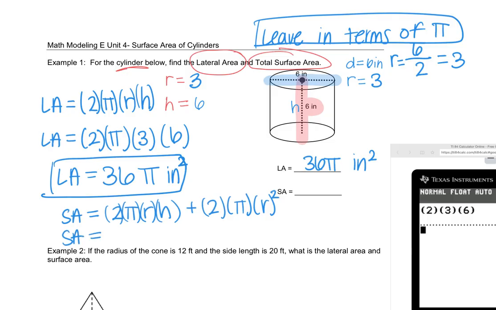Surface area equals, well, I'm going to start plugging some things in. But I do know that this first part that I have here is coming from the lateral area. You saw that with the prism's surface area. So I know it's 36, so I'm going to write 36 pi. And then I know it's plus. This is where I'm going to start replacing some things. I do not know what r is right now, but I do know it says 3, so I'll plug it in.